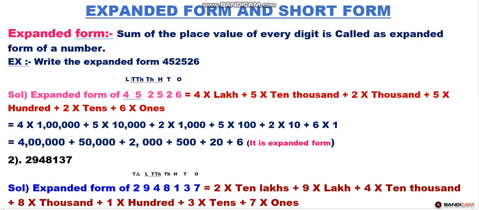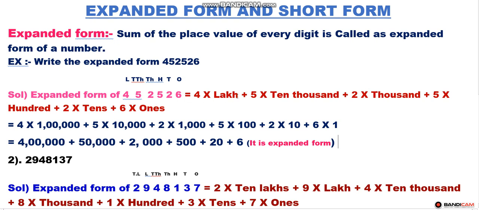Okay, 4 into lakh. Plus, sum means you should use the plus symbol here. Next, 5 into 10,000. See, I got here 5 into 10,000 plus next place. After 10,000 comes 1,000: 2 into 1,000 plus next digit is 5, 5 into 100. 5 into 100 plus 2 into tens, 2 into tens plus 6 into ones.